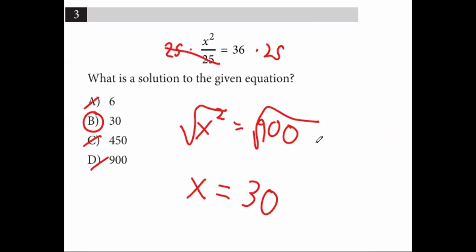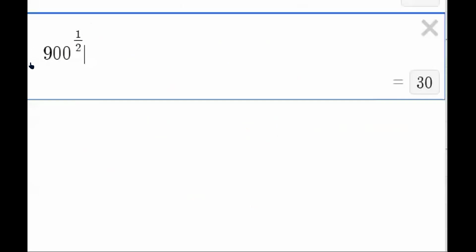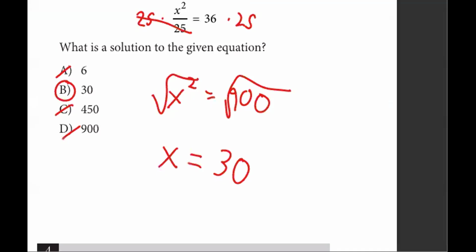Or if your calculator doesn't really support square roots, you can just do 900 to the 1/2, because 1/2 just means square root. If it was 1/3, it would mean cube root, etc. So the answer is 30. Question 4.